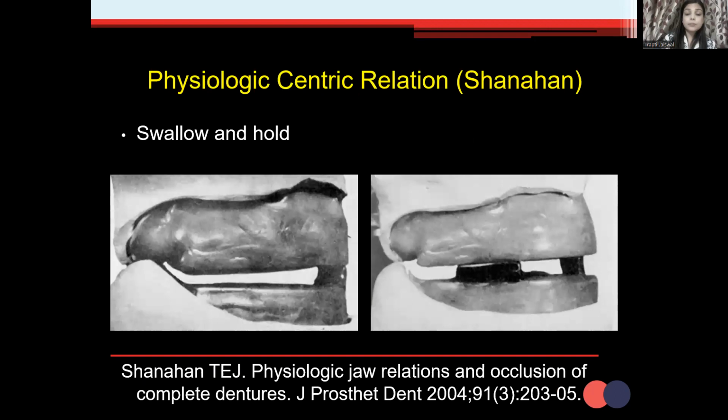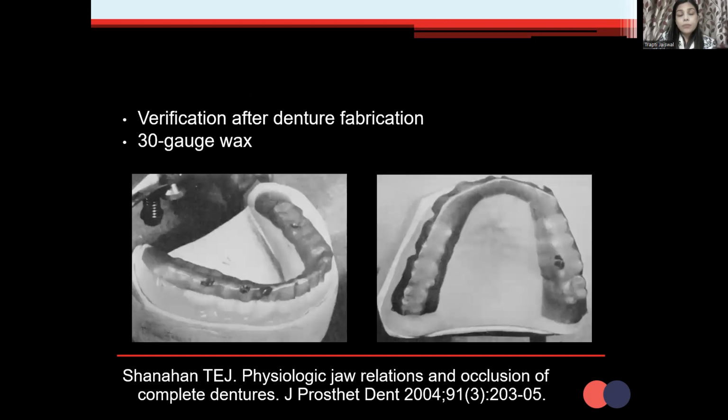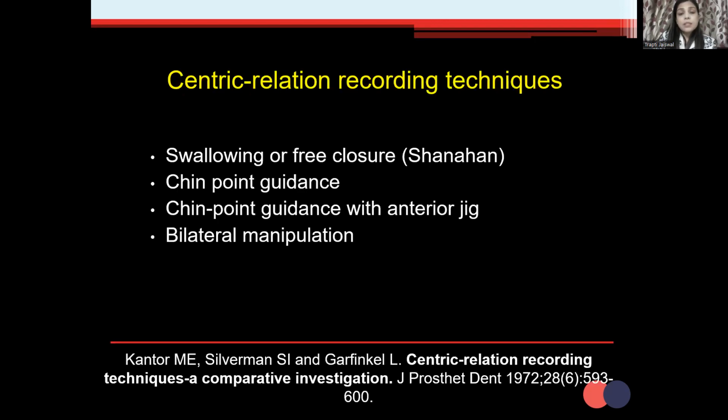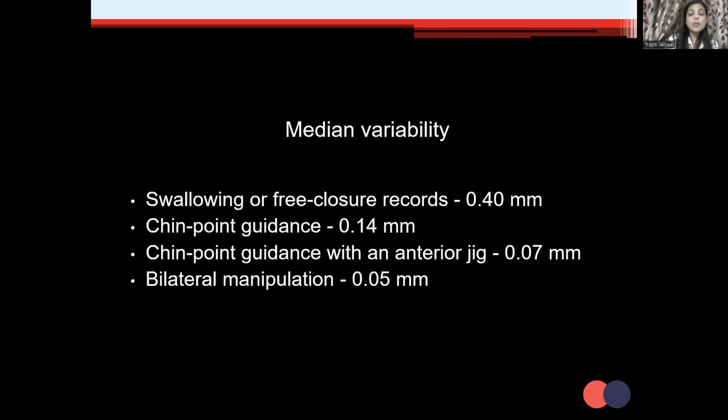When the patient has to swallow and hold, this wax is seated into place. And after denture fabrication, we can verify the record made. In this article, they have compared 4 techniques: chin point guidance, anterior jig, swallowing, free closure, and bilateral manipulation, which are methods of returning the mandible to the centric relation position, and there can be variations in the recordings obtained.